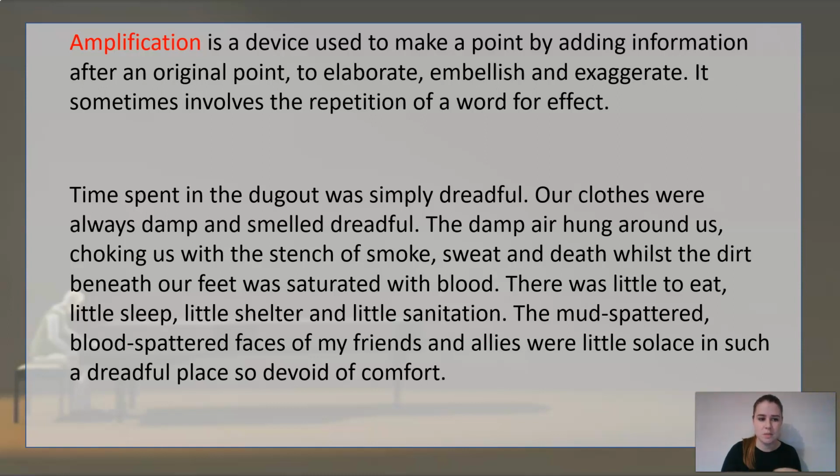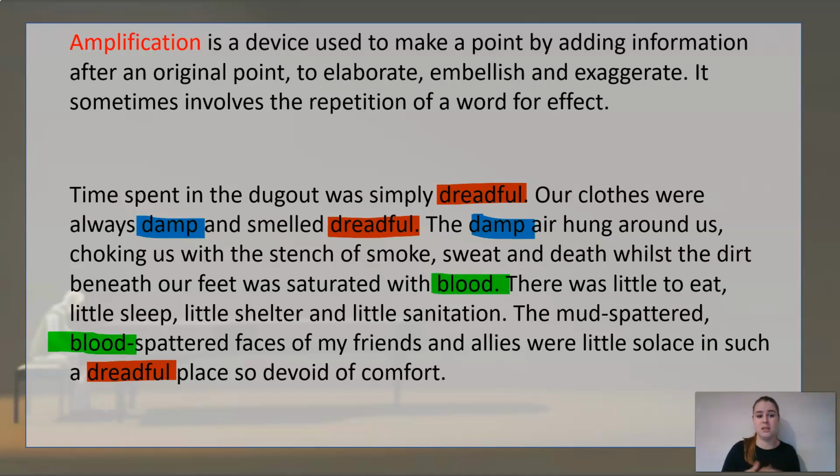So I'm going to pick up on some of the words that have been repeated here. So I've got the repetition of the word dreadful. Okay, now dreadful's been used 3 times. So it's honing in on that really negative emotion that reader's going to be picking up on. Got the repetition of the word damp. Okay, so damp's used in there a couple of times to almost give you a context or an understanding of how wet and how horrible it must have been being there. We've also got blood that's been used twice.